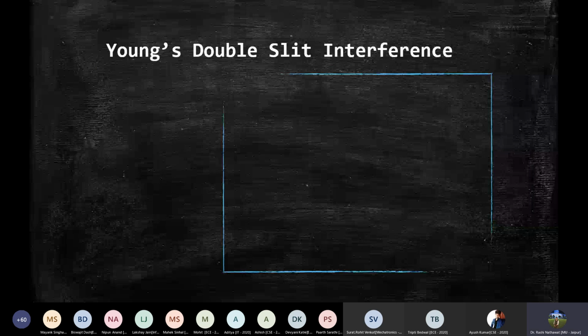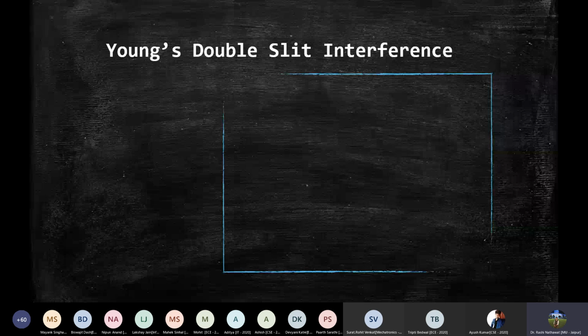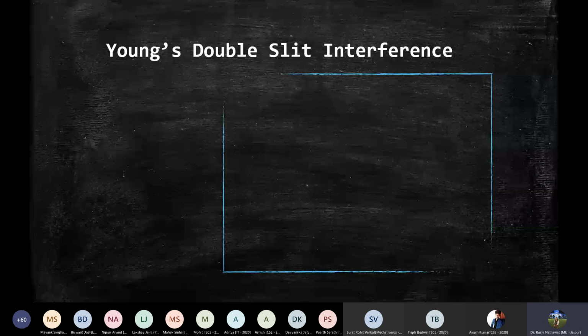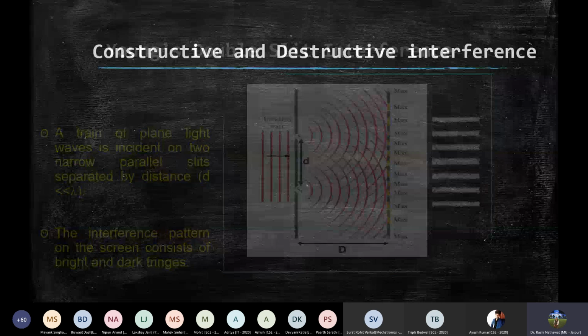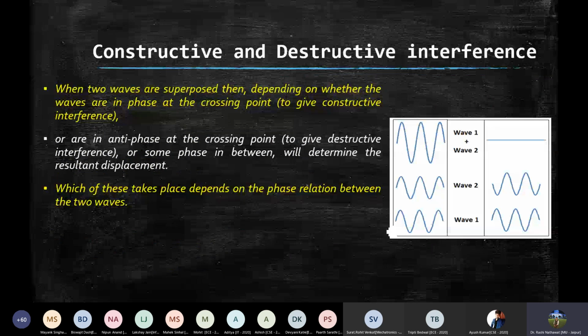It's my request to all of you, please note down the formulas, at least the formulas, that will help you solve the numericals, because just after this topic is complete, we will calculate the intensity of Young's double slit experiment and solve some numericals.